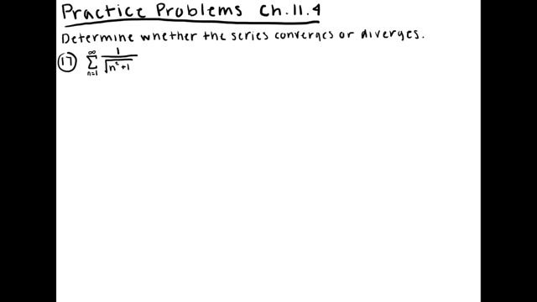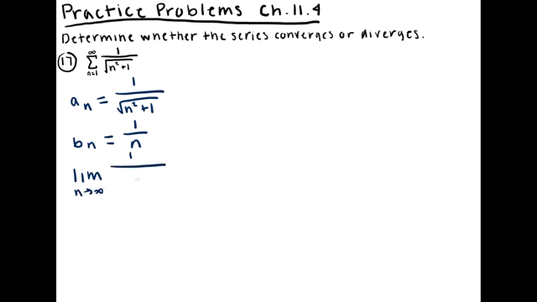And the next problem is the sum from 1 to infinity of 1 over the square root of n squared plus 1. So your a of n is 1 over the square root of n squared plus 1. And for the b of n, I'm going to take away the plus 1, and the square root of n squared will just become n. So it'll be 1 over n. So then you'll take the limit as n goes to infinity of your a of n over your b of n.